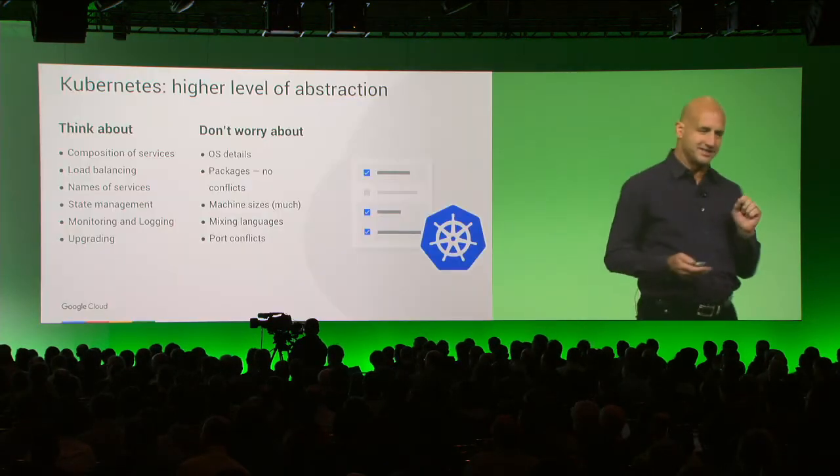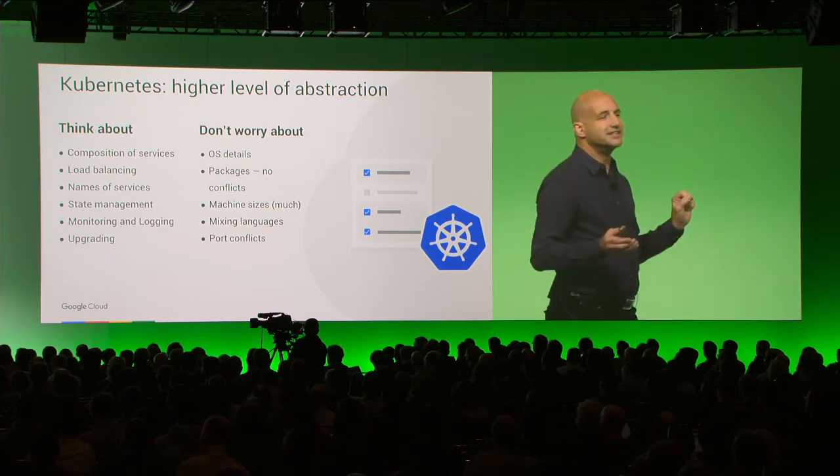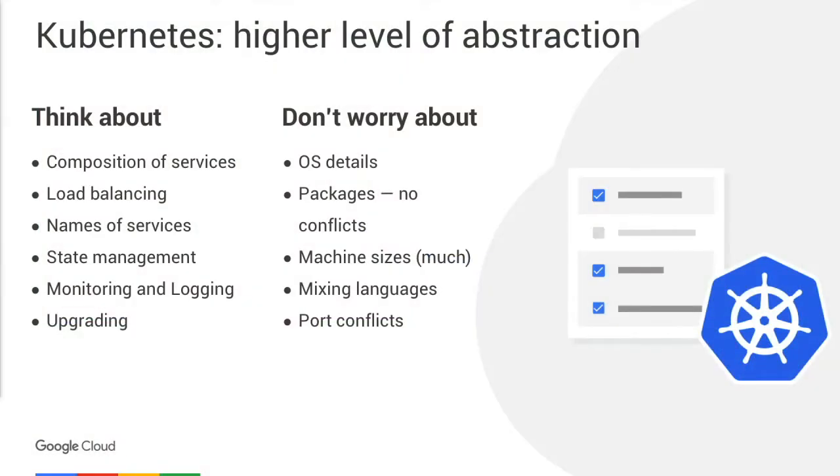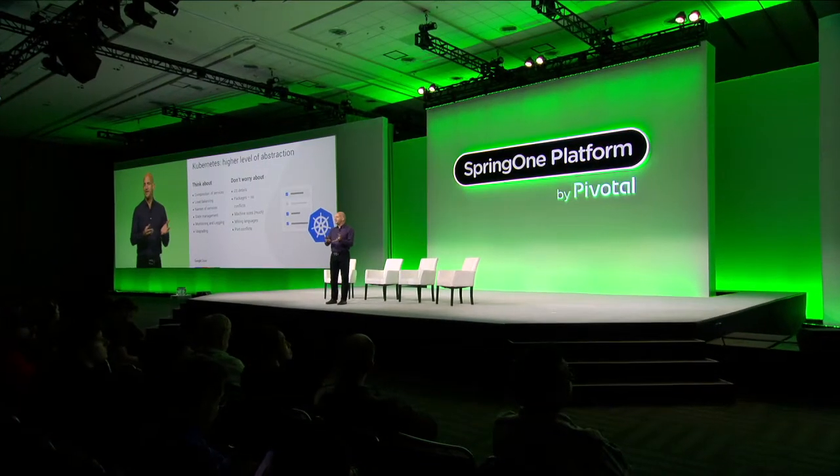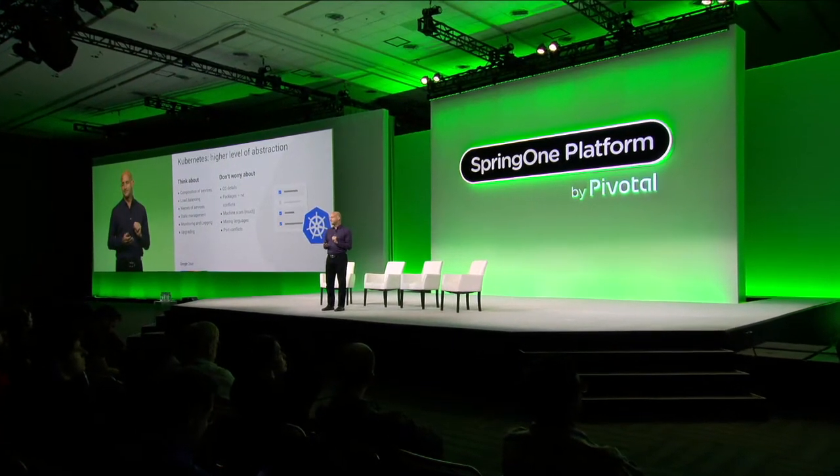So a little bit about Kubernetes. In this context, I'm not going to tell you how it works. I just want you to think about how it changes your abstraction. What are the things you think about and don't think about because you have this layer? In particular, if it's going well, you're thinking about the services and how you break your application into services, how you balance load, the names, the state management, where does the state go? How do you think about monitoring and logging and production and rollout and upgrading? Those are the right things to be worried about.